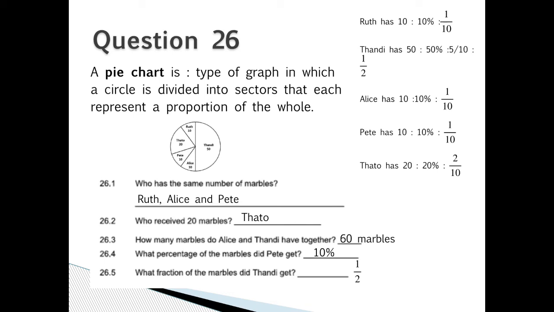What percentage of marbles did Pete get? Pete got 10%. It's 10 over the total number of marbles. 26.5. What fraction of the marbles did Tandy get? Tandy got half of the marbles, which is 1/2.